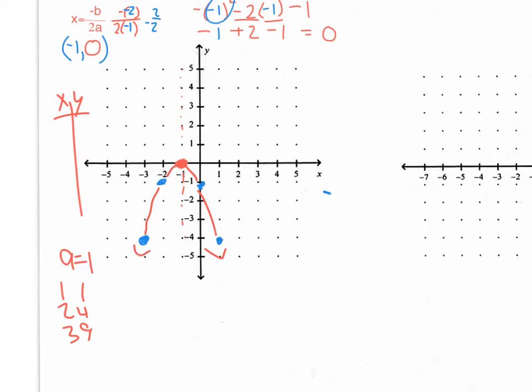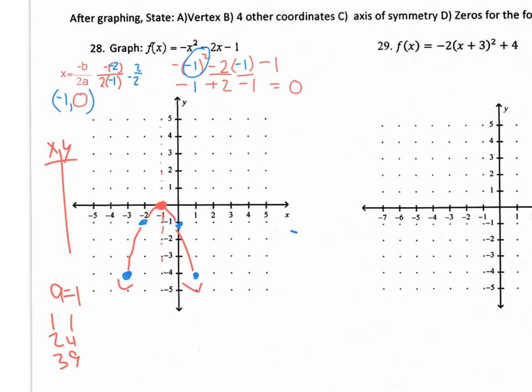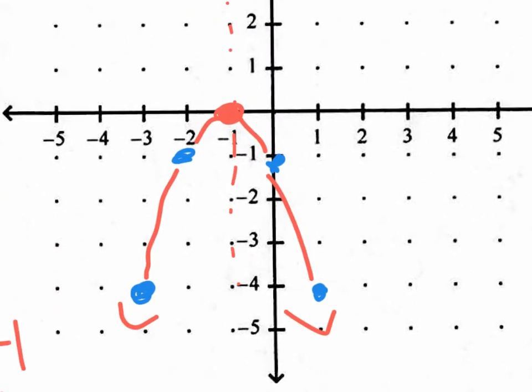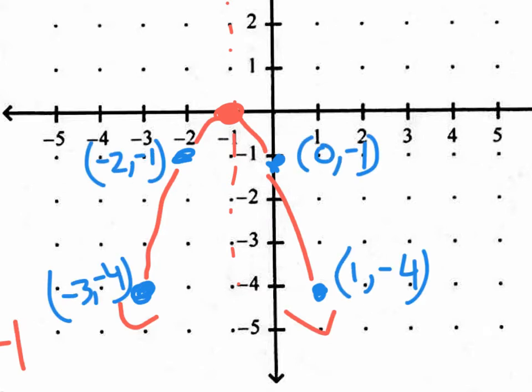Now let's go back to the instructions. It said find the vertex. We already did that. The vertex is negative 1, 0, and that is the answer right there for part A. How about part B? 4 other coordinates. Wow, we need 4 other coordinates. Well, obviously we had to graph it first. Now all we have to do is state the other coordinates. Well, there they are. 0, negative 1, 1, negative 4, negative 2, negative 1, and negative 3, negative 4. Those are 4 other coordinates. That would be the answer to part B.